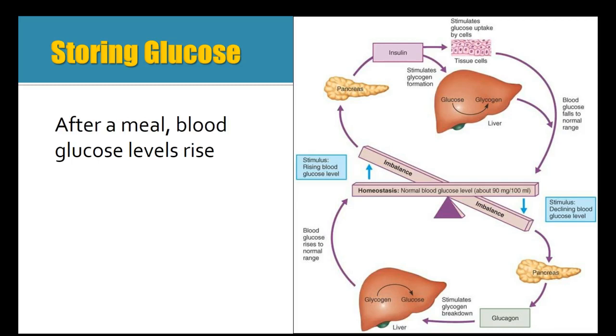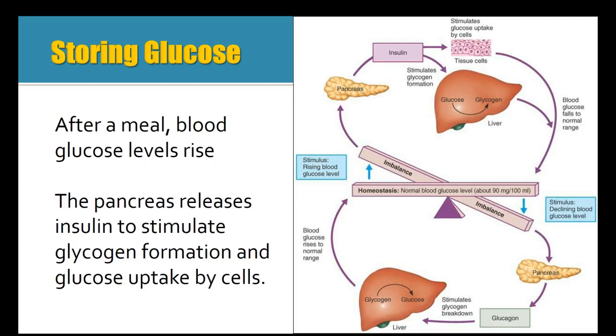So after you consume a meal, your blood glucose level will rise. The pancreas will release insulin to stimulate glycogen formation, and that glucose will be converted into glycogen in the liver. Your blood glucose level will then fall back to its normal range. If, however, you have not enough glucose in your blood, the pancreas will signal the breakdown of glycogen into glucose that's then released back into the bloodstream to increase your blood glucose levels. This is a series of events that result in homeostasis, where you've got normal blood glucose levels.